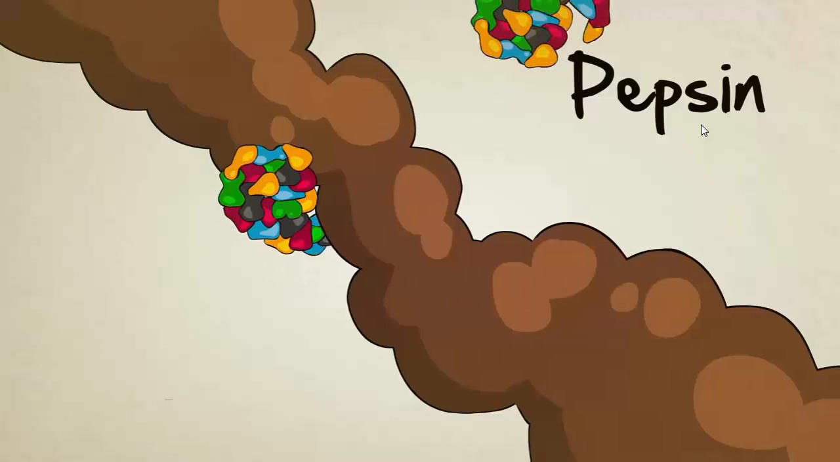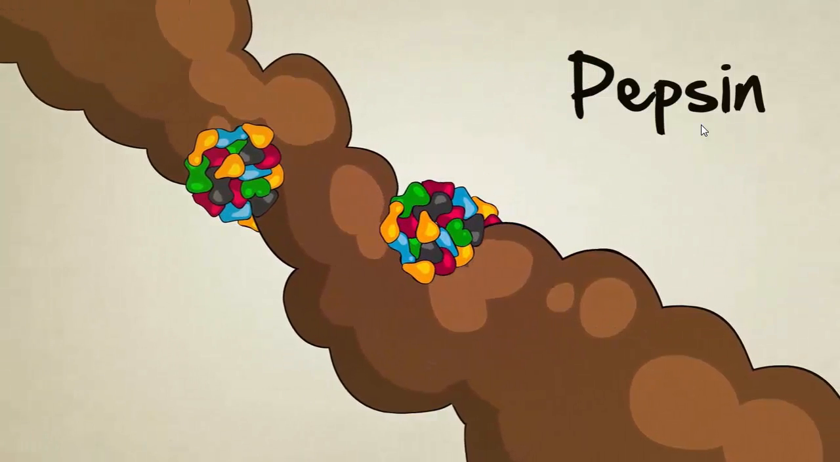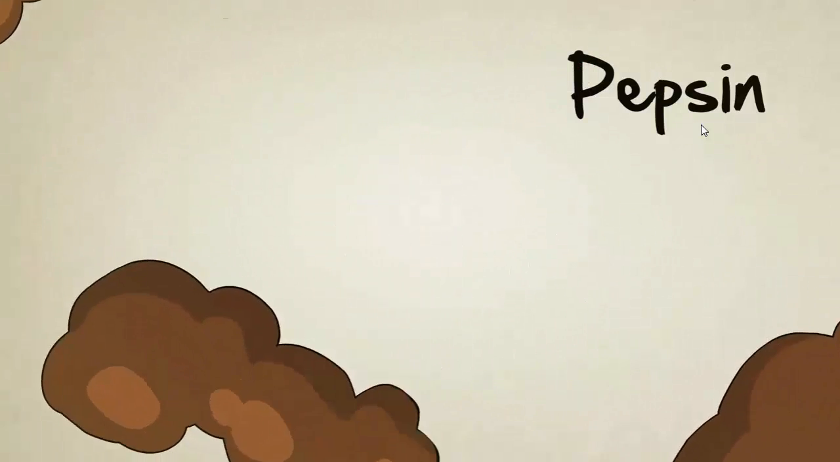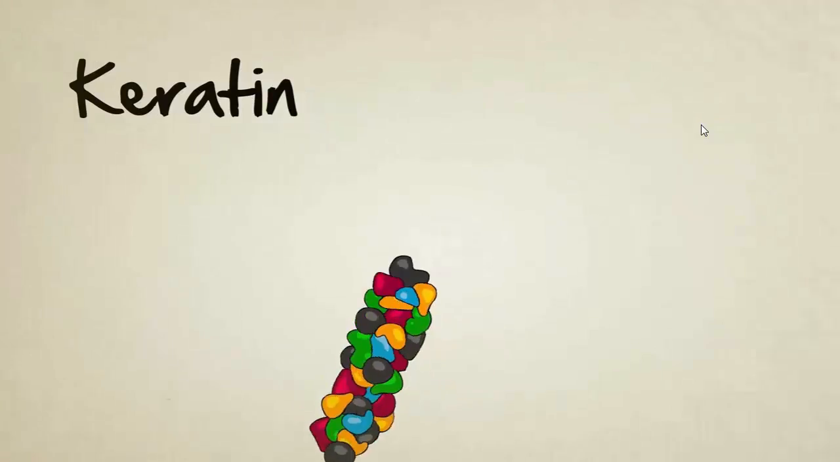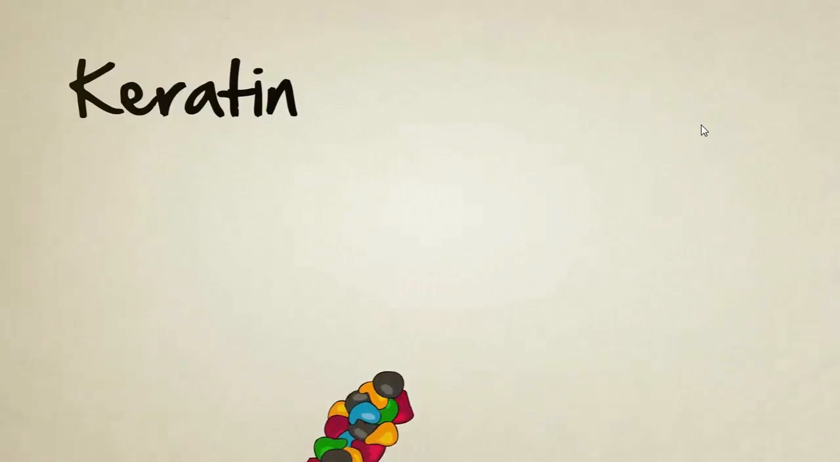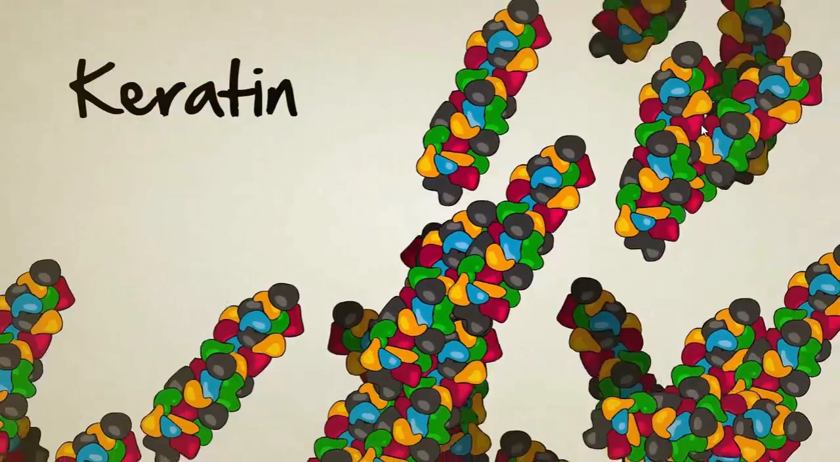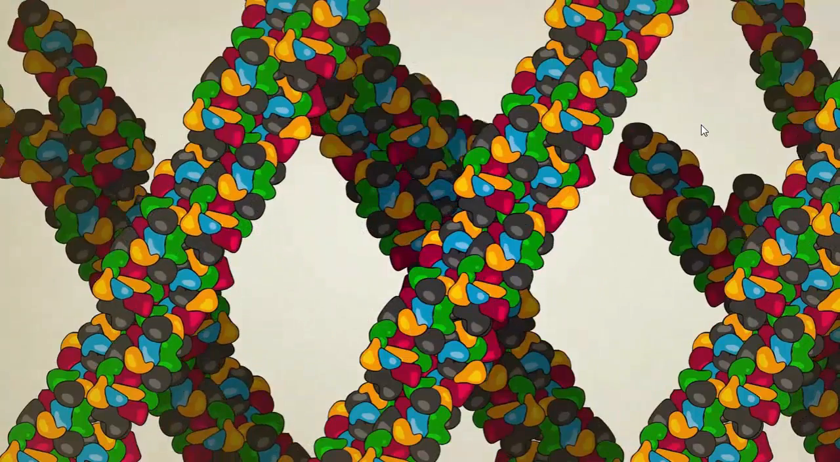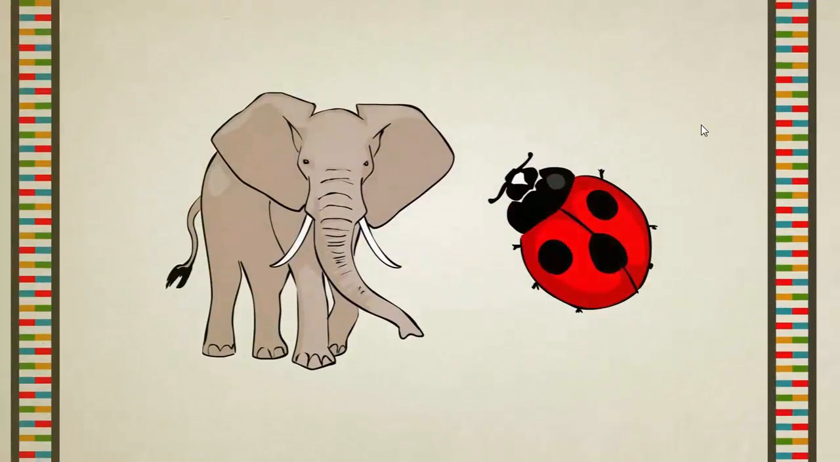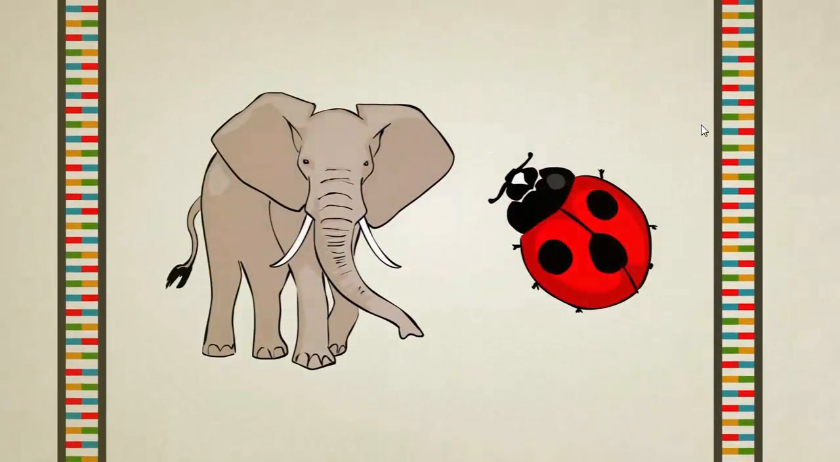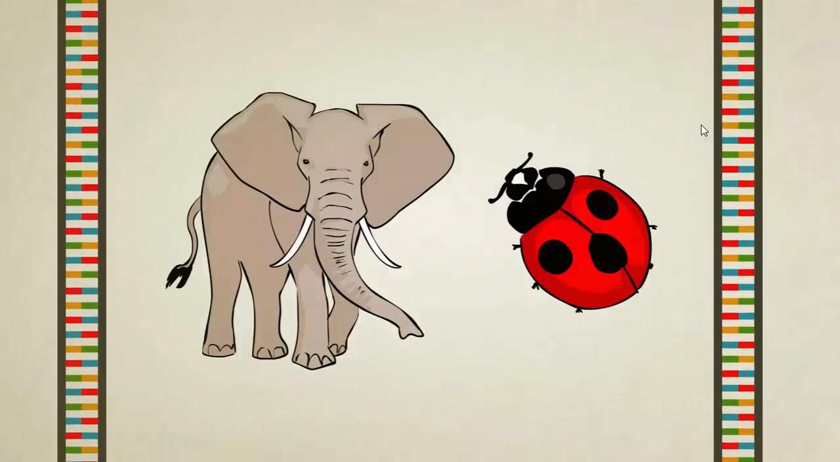Pepsin is a digestive protein. Its unique shape allows it to break down food inside your stomach so it can be absorbed by the body. Keratin is a structural protein. Its unique shape and size allow it to link together with other keratin proteins to form hard structures like fingernails, claws, and beaks. Different creatures have different genes, which is ultimately why their bodies look and function differently.